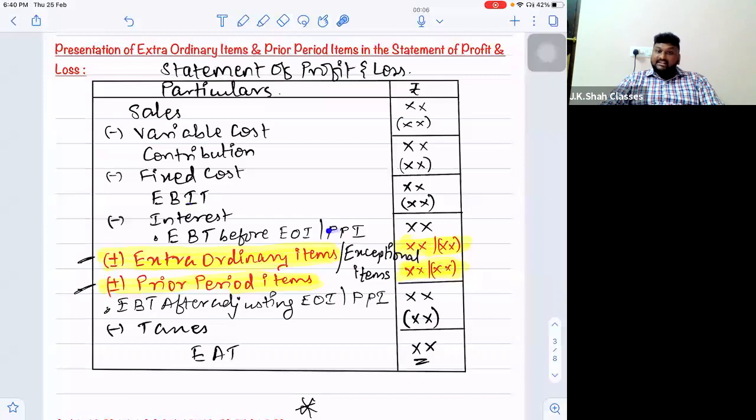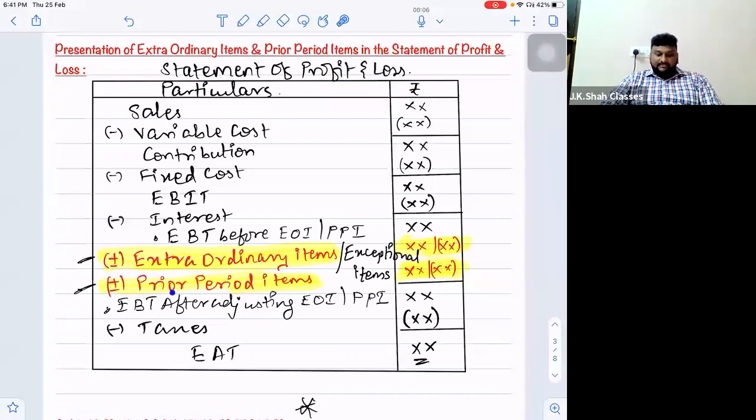This is your profit before adjusting these items. So when a user goes through your P&L account, he or she will come to know these are your profits before adjusting these items. Then you will do the adjustments of extraordinary items and prior period items, and even the exceptional items will be shown here itself. So exceptional items, extraordinary items, and prior period items all will be shown here. Then after adjusting these items, you will get earnings before tax after adjusting extraordinary items and prior period items. And then you subtract your taxes, you get your EAT, that is earnings after tax.